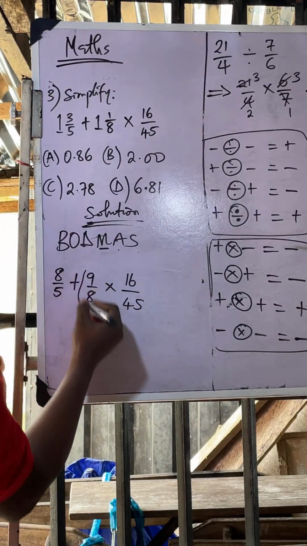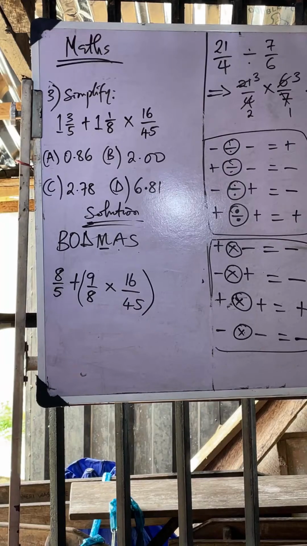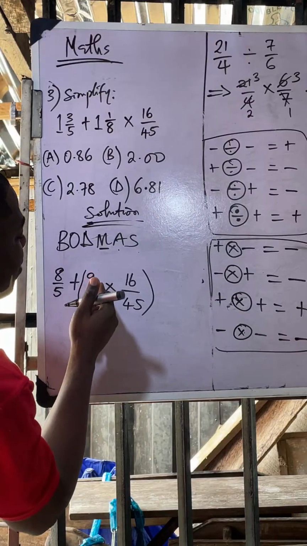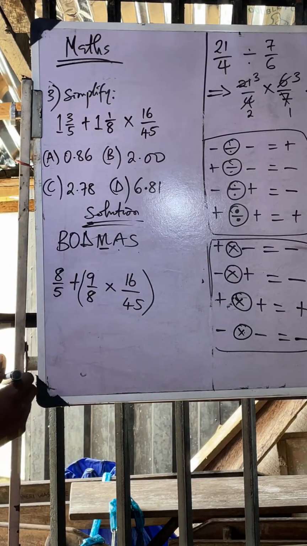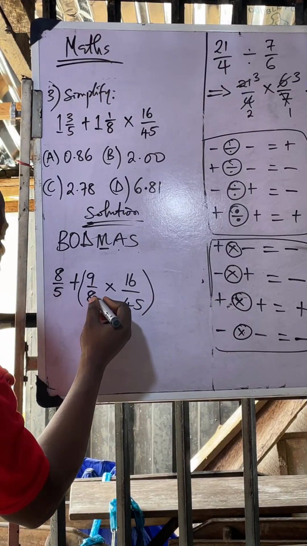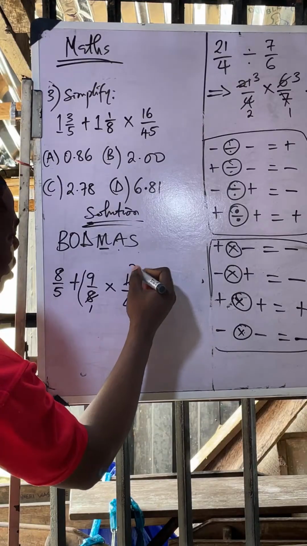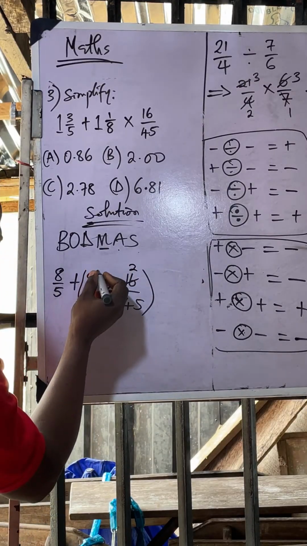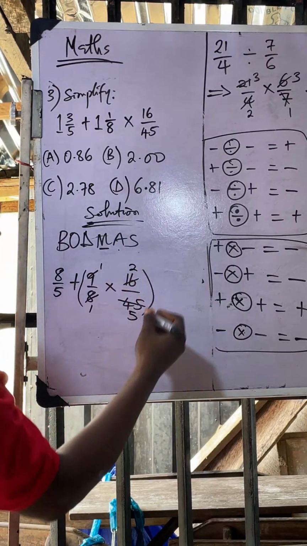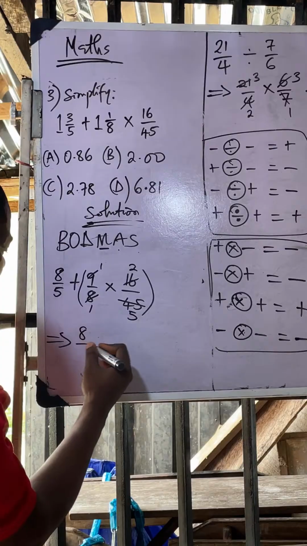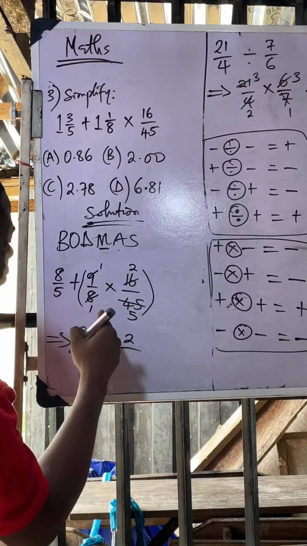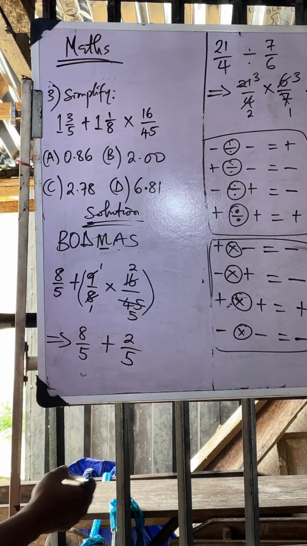That is the part you have to solve first. Because this one is just like 9 over 8 of 16 over 45, what do you need to do? 8 here is 1, 8 here is what? 2. And 9 here should be 1, 9 here is what? 5. 1 times 2. Finally, what you have is 8 over 5 plus 1 times 2, which is 2 over 1 times 5, 5.